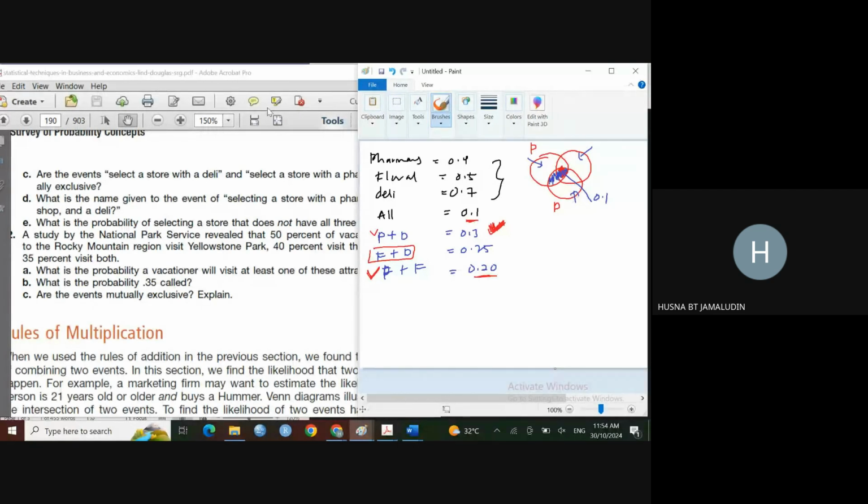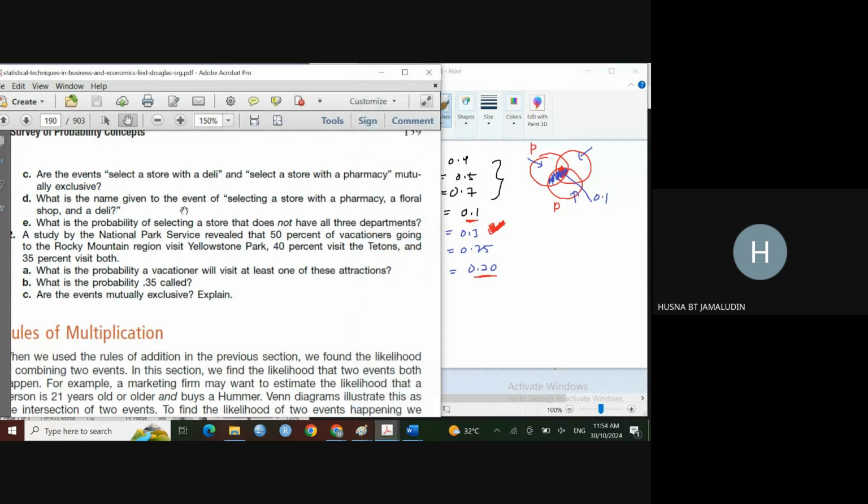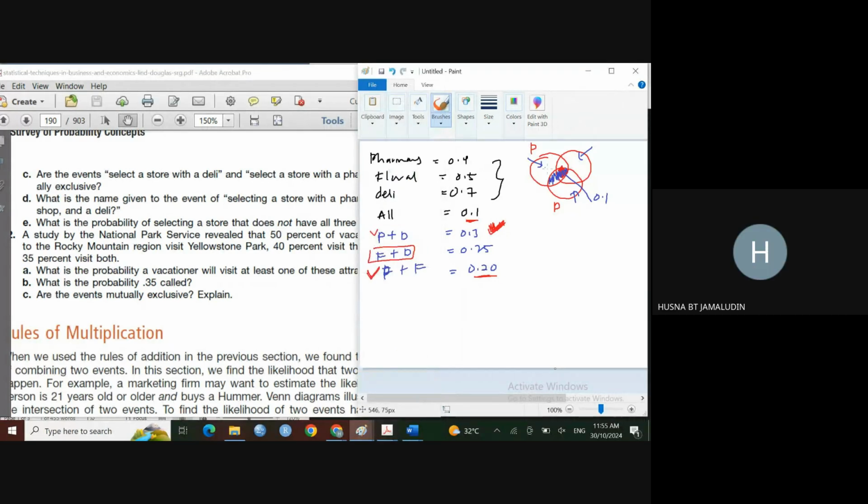Okay, so next, what is the name given to the events? I think I already mentioned it. What is the name given to the events of selecting a store with a pharmacy, a floral shop, and deli? Joint probability. Yes. The question is just asking you about this part: when they are overlapping with each other, what do you call them? This is what you call joint probability. It means the probabilities are joining together, happening together. That's why you call it joint probability.